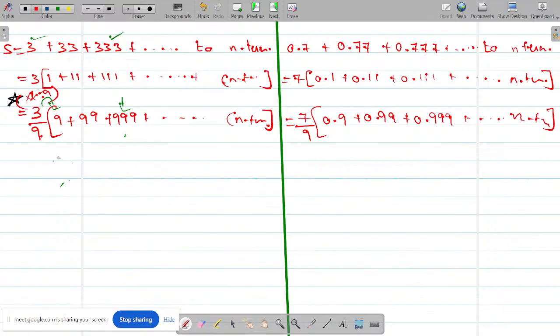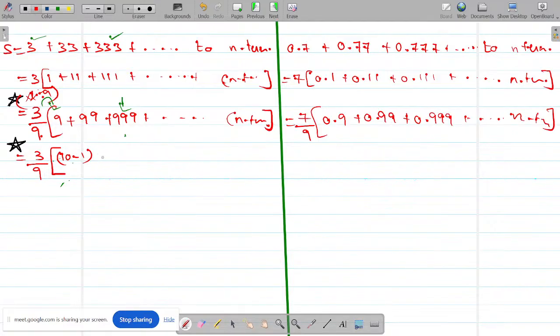Again, we make a small simplification or alteration. Let me have 3 by 9 as it is. Instead of writing 9, I write it as 10 minus 1. Again, after 3 or 4 steps, I'll explain it to you why. So this is, I'll place second star mark. There is a small alteration.